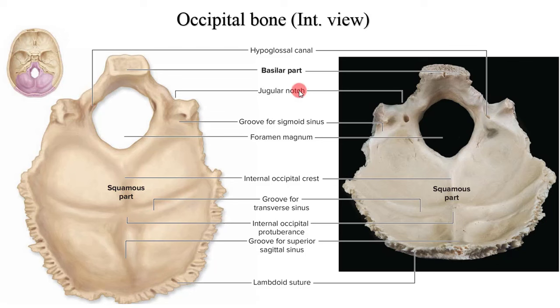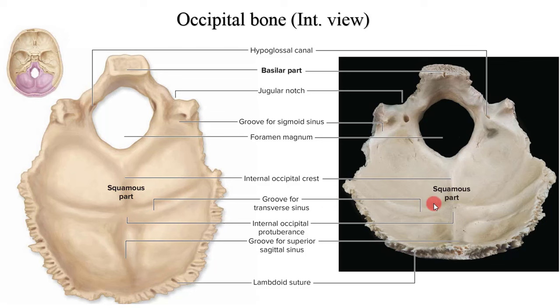The concave internal surface of the occipital bone closely follows the contour of the brain. Additionally, there are impressions named for the venous sinuses within the cranium. For example, the groove for the superior sagittal sinus, the groove for the transverse sinus.